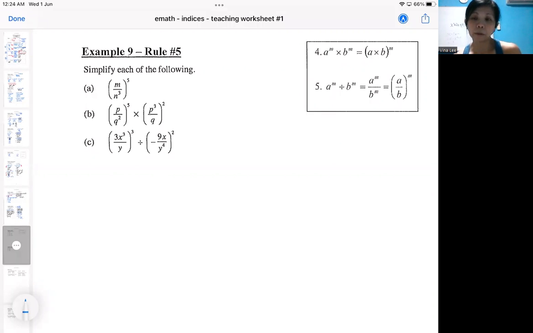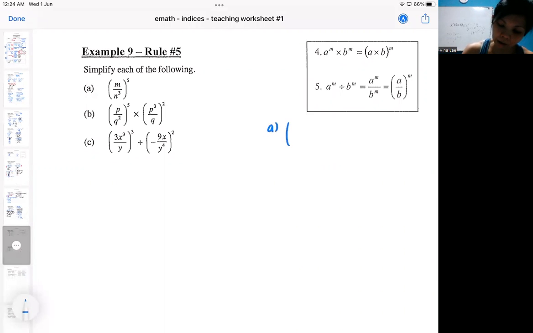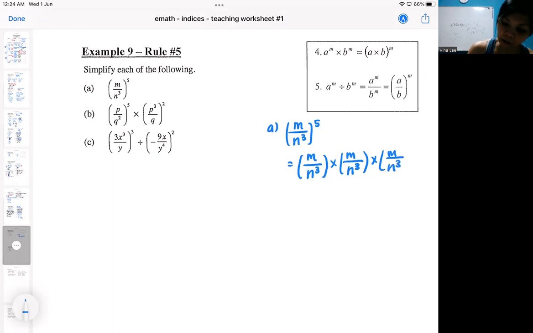So rule number 5 is also same power, but we deal with division. But you can also look at it this way. For example here, if you look at part A, it is a fraction that is supposed to repeat 5 times. So it's actually quite troublesome to write out 5 times. Okay, I'm running out of space to write 5 times.